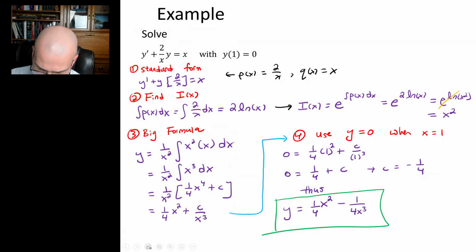So just to tell you again what happened. I went from here to here and accidentally replaced this 2 with a 3 for no reason, just my own stupidity. And then continued, but fortunately, because we plugged in 1, 1 to the power of 2 is the same as 1 to the power of 1. So it did not change our value of c, but it did change our final answer. It's 1 over 4x to the power of 2 minus 1 over 4x cubed.